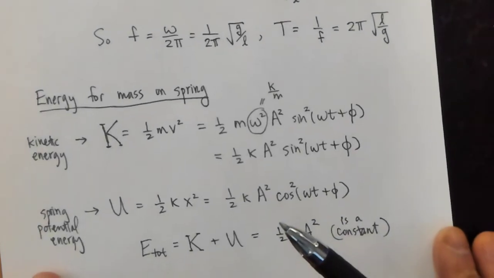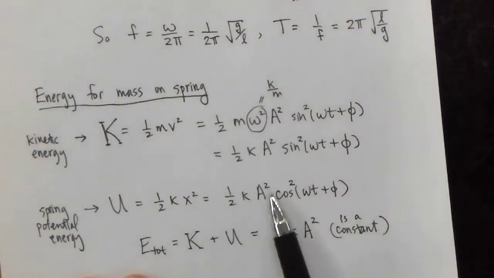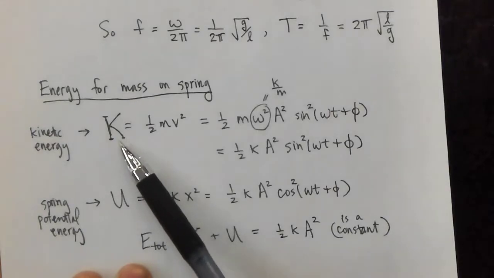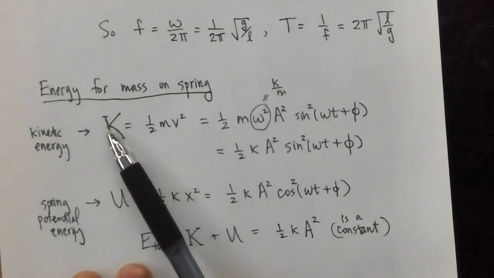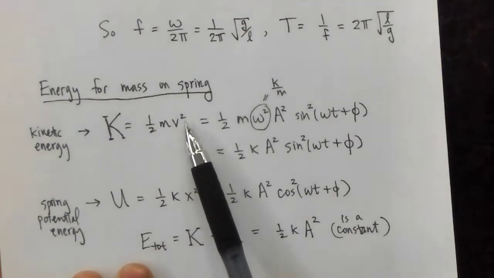So let's do this for mass on a spring. We didn't really do this very much for the pendulum, so we do it for the mass on a spring. So the kinetic energy, this is capital K, since I have a small k for spring constant, I'm trying to be clear. This is capital K. It's 1/2 mv squared.